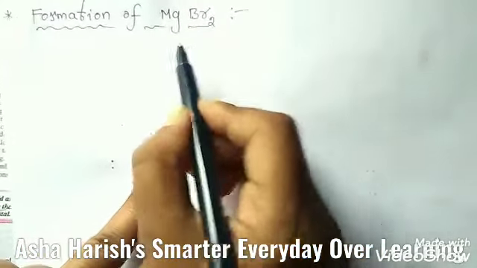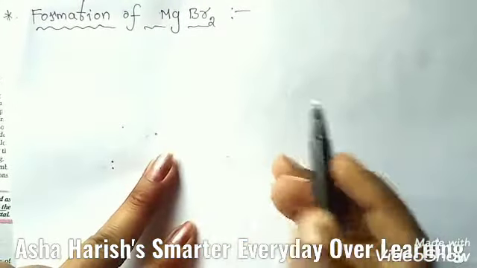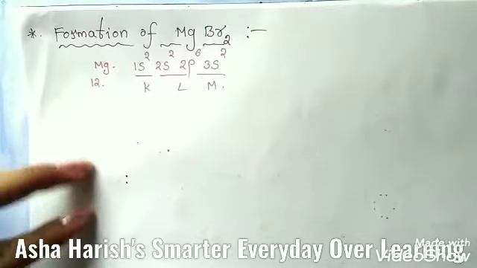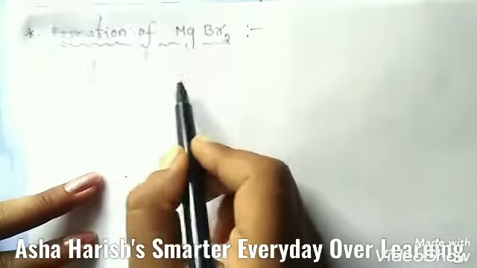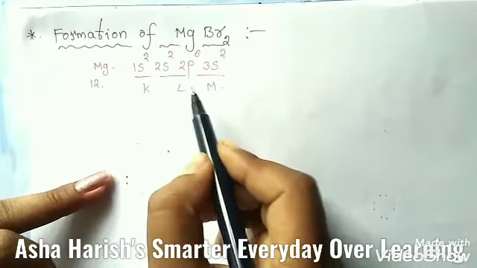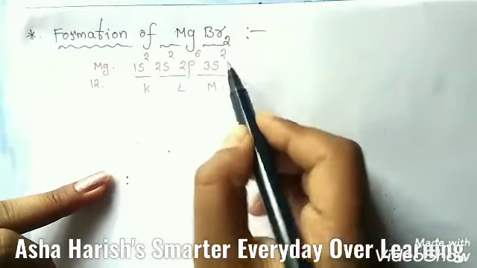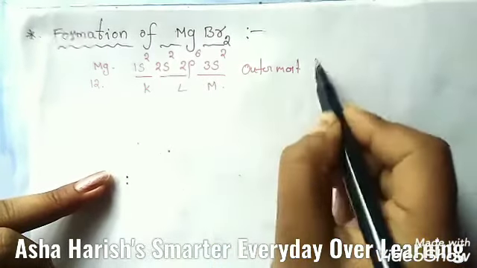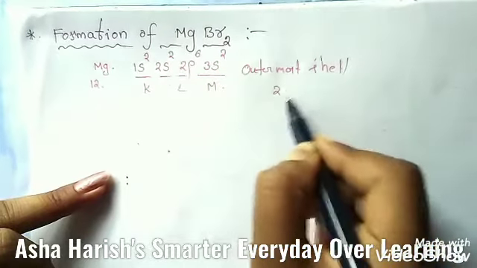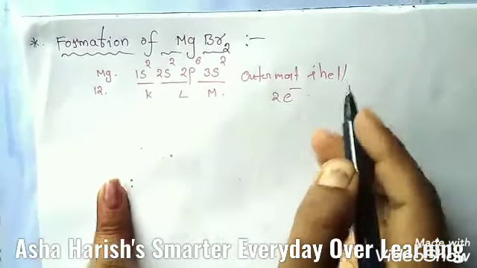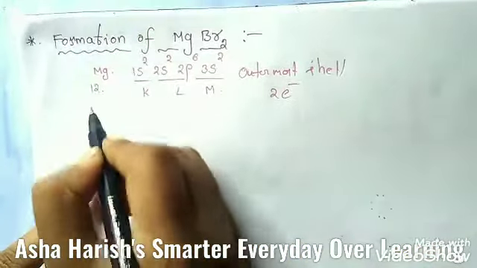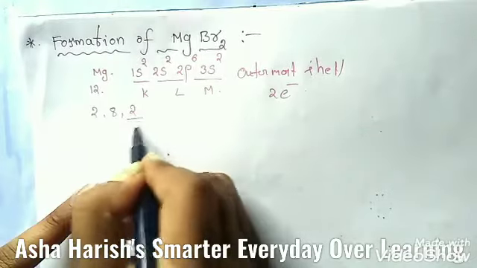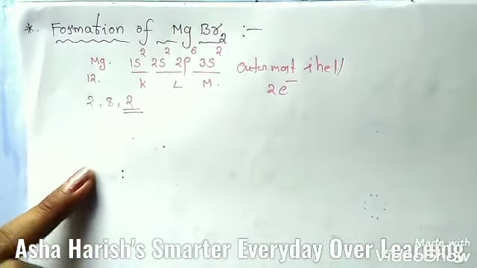Okay students, here only 1 magnesium atom and 2 bromine atoms. Magnesium atomic number 12 and its electronic configuration is 1s2, 2s2, 2p6, 3s2. Magnesium has 2 electrons in its outermost shell. That means the valency electrons are 2 electrons here. And simply we can say this electronic configuration is 2, 8, 2. These 2 electrons belong to the valency shell.